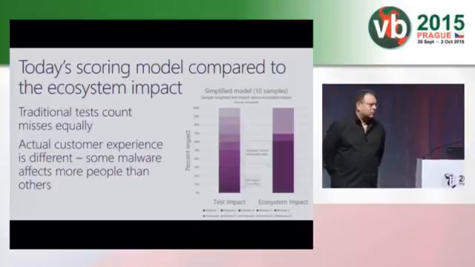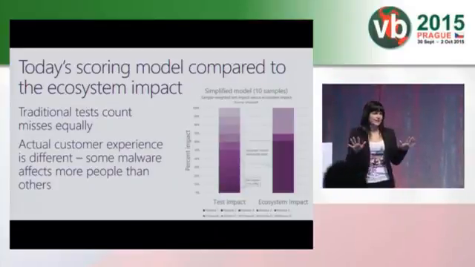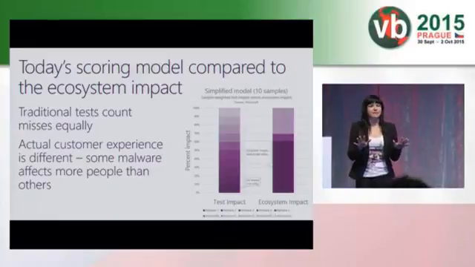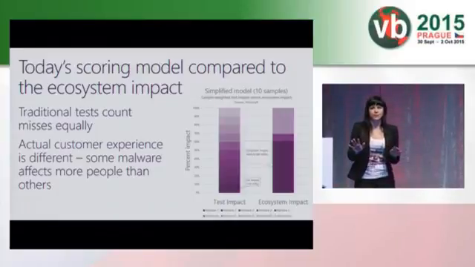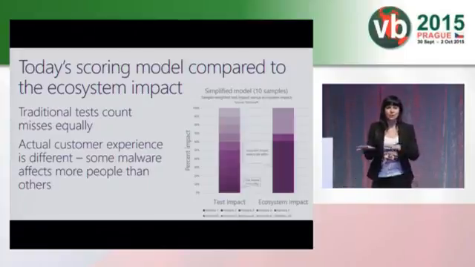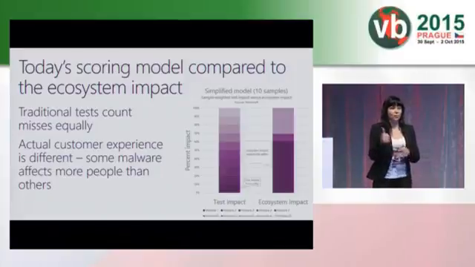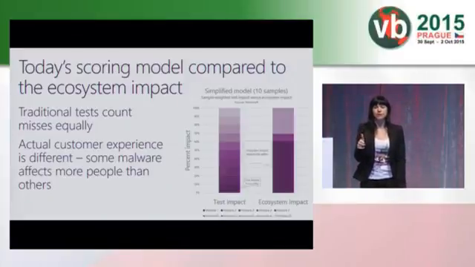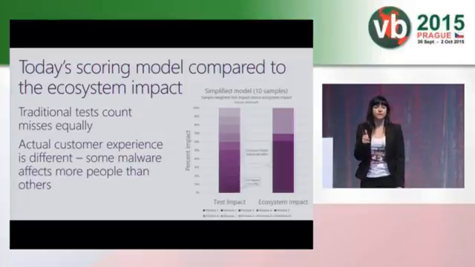So let's take a really simple model to clarify what we're talking about here. Let's say we had only 10 samples in a test set. In a traditional scoring model, each of those samples would count for 10%. But if you took those 10 samples and you looked at how many customers they actually impacted, you might find that one of those samples was incredibly prevalent. 60% of all the telemetry revolved around one of those samples.